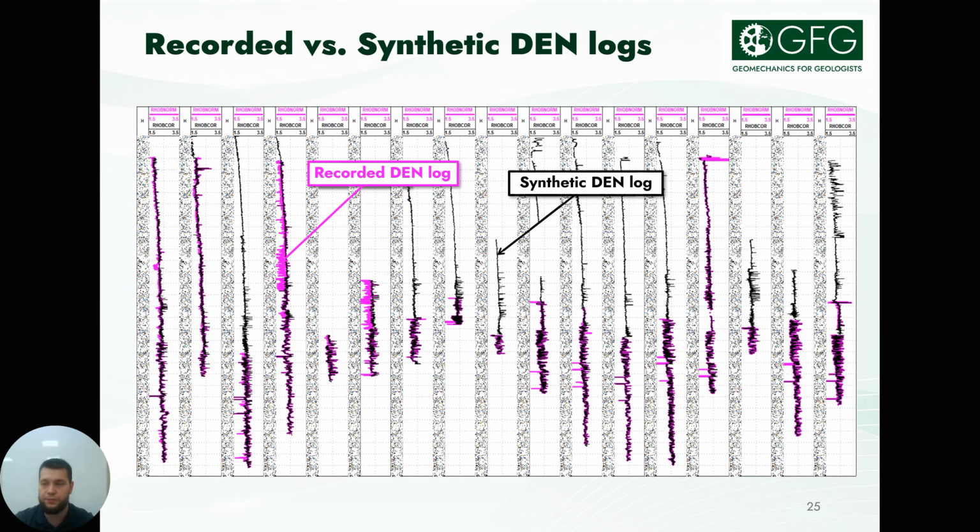Please note the difference between a synthetic and recorded log. The difference between them is observed mainly in the interval of caverns. This shows that in the cavern interval the real density is underestimated due to the fact that the cavern is insufficiently wide, and the density log characterizes not the properties of the rocks but the properties of the drilling fluid.